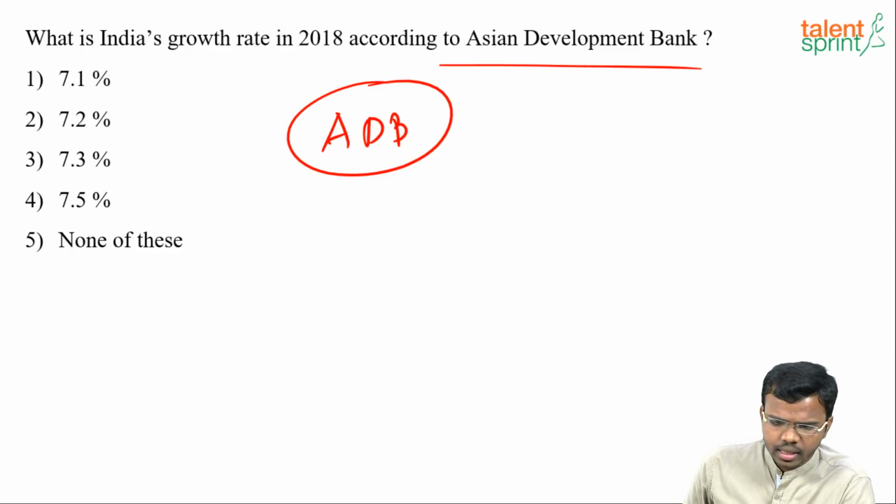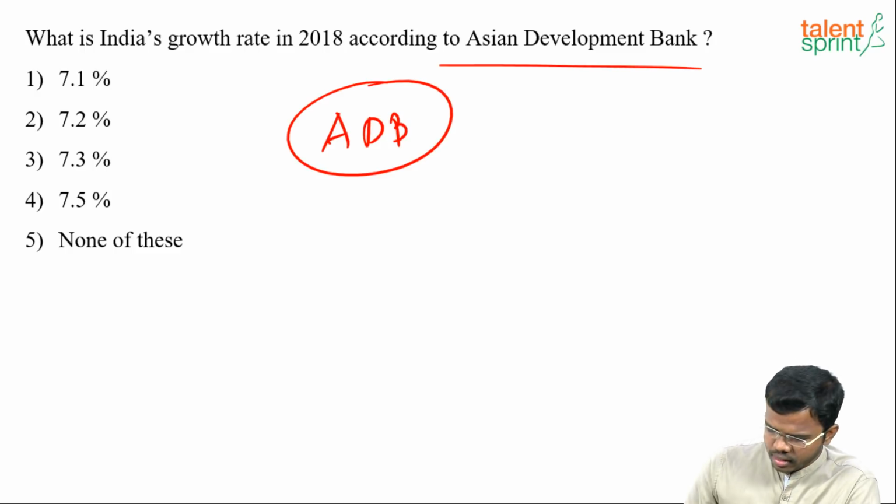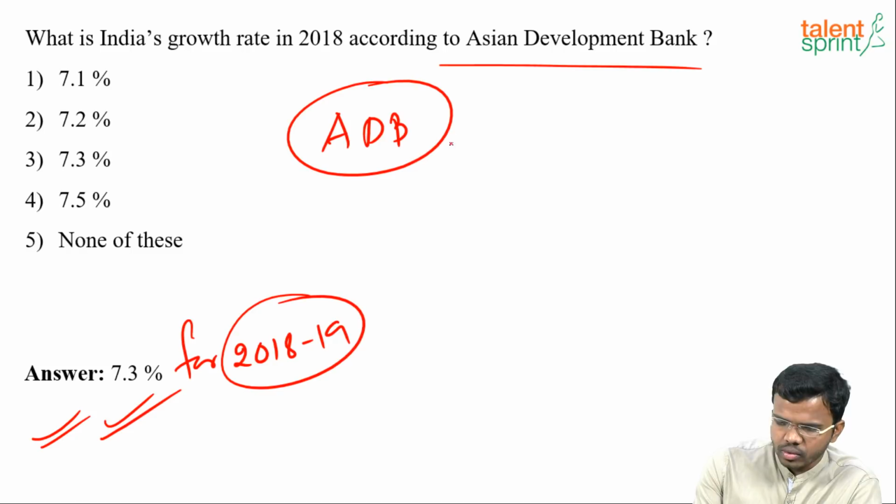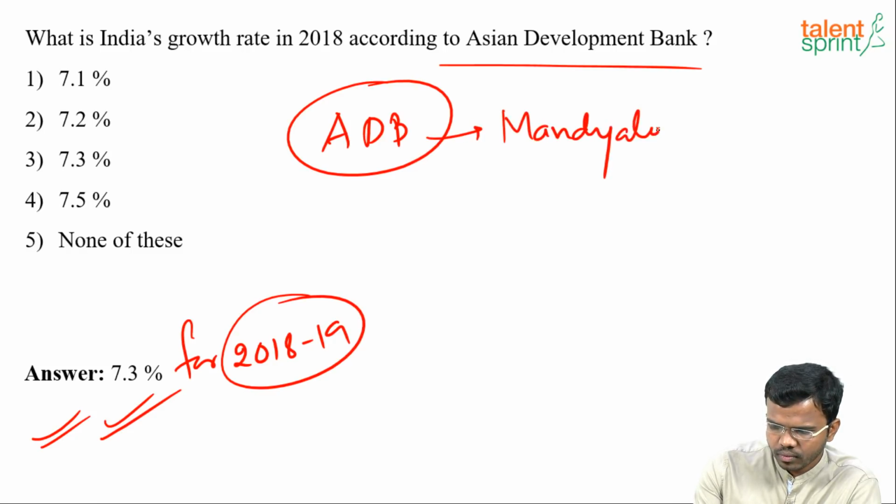Yes, what could be the right answer? The right answer is 7.3% for 2018-19. So Asian Development Bank, it is headquartered in Mandaluyong, Philippines, near Manila. We can say it is Manila only.